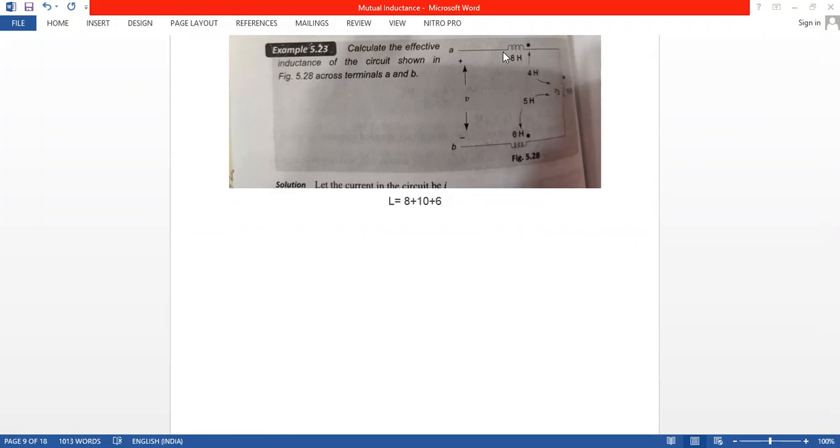Between the first and second coil, there is mutual inductance. What is the value? 4. Now assume that current is starting from point A, so current flows here. Now you tell me, is the dot after the inductor or before the inductor? After the inductor, sir.